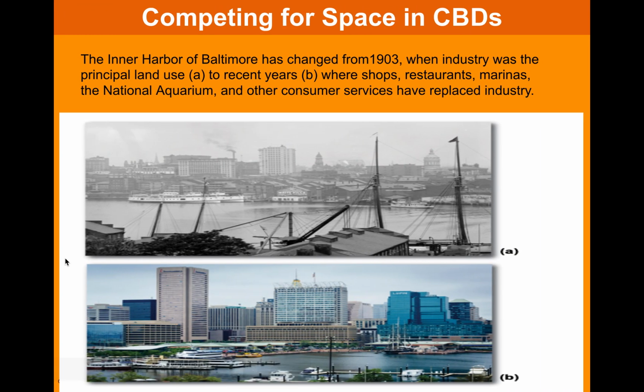Here's a look at the competing for space in CBDs, looking at Baltimore, and how it has changed since 1903. Industry was the principal economic sector in Baltimore. We look at the land use, we can see that with the ships in the harbor coming in the older Baltimore, and then now we see the changing of the Baltimore harbor, where now we see more skyscrapers. We see the harbor transforming into recreational, consumer service, hospitality, and retail areas.